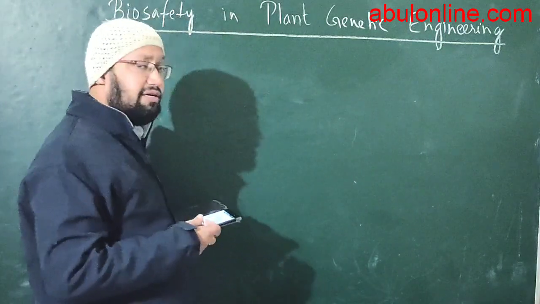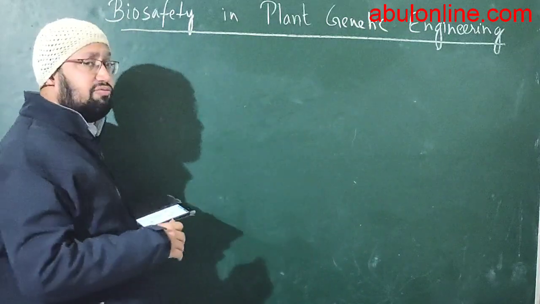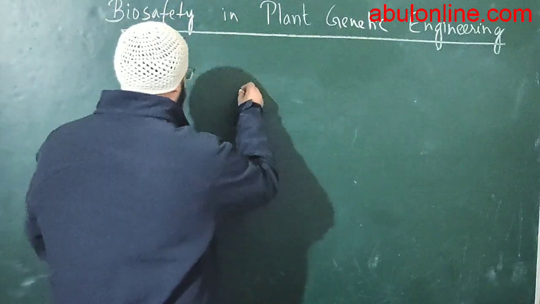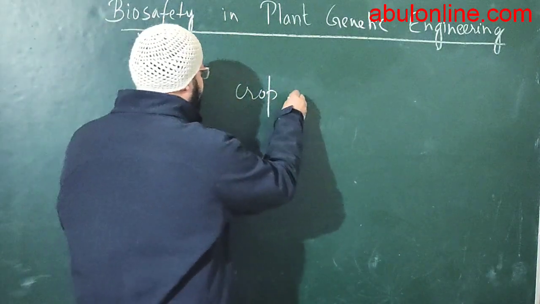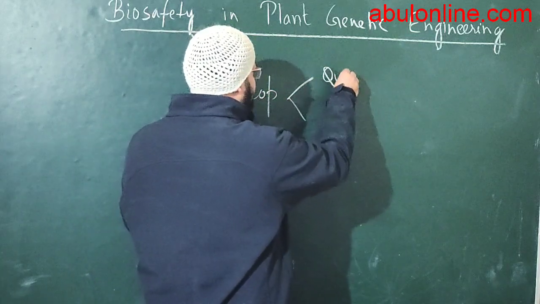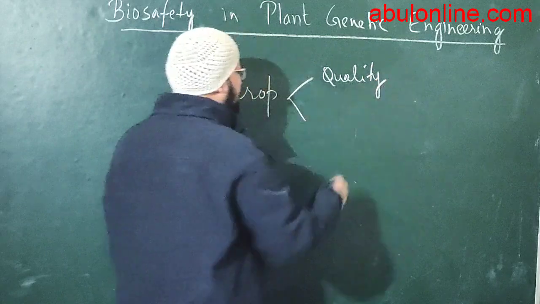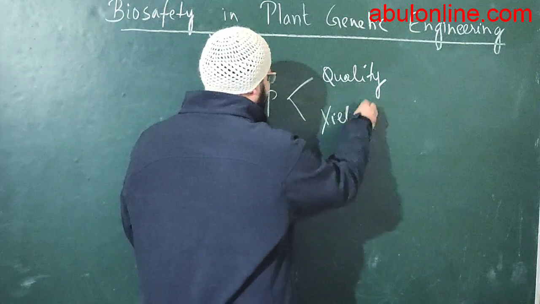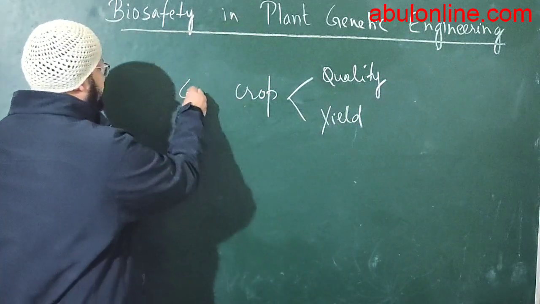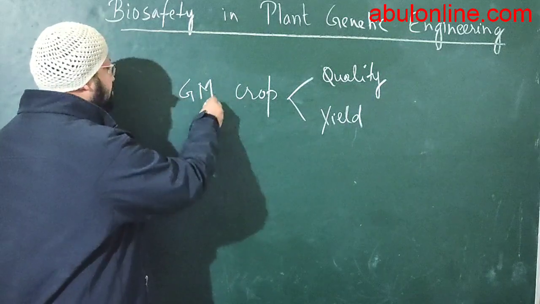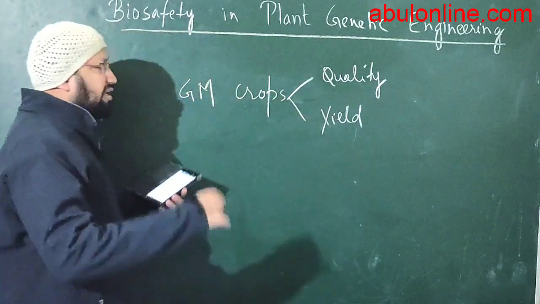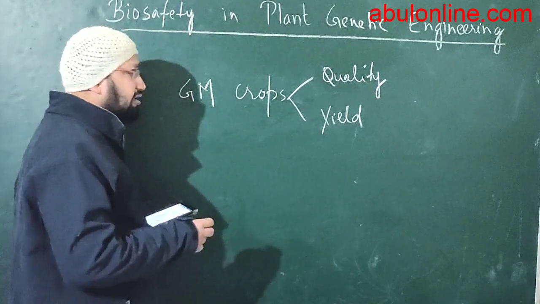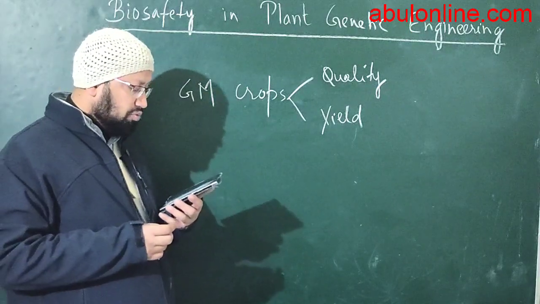Students, you know that plant genetic engineering is very famous and is becoming more and more popular. Why? Especially in agriculture, because of two things you have to remember: the quality of the crop and the quantity, which we call yield. And there are certain other applications of GM crops. We can have better quality, and the yield is good. So on a commercial scale, it is becoming more and more popular.